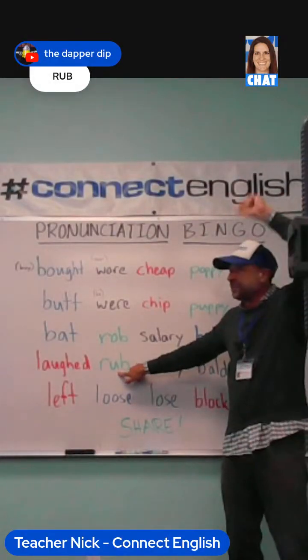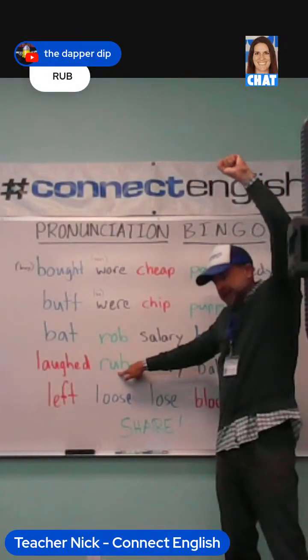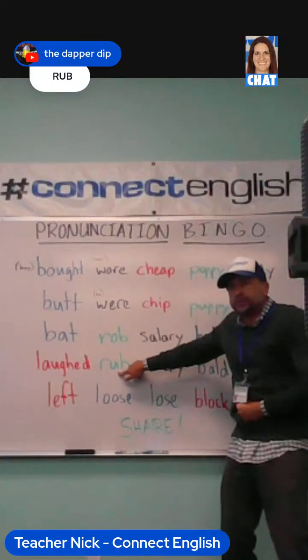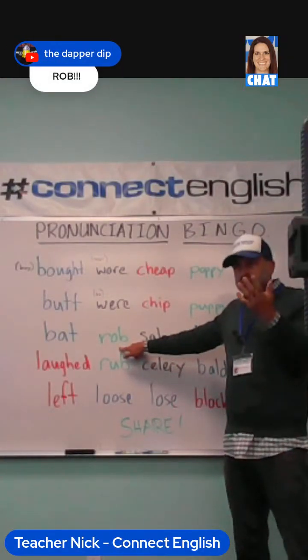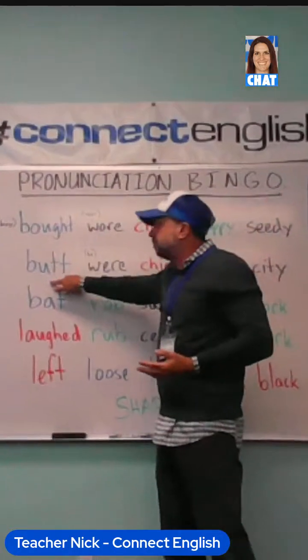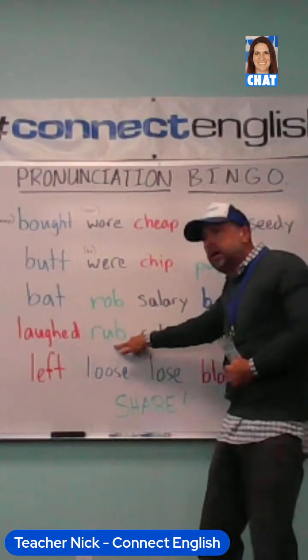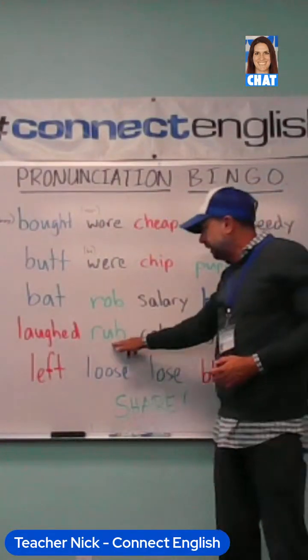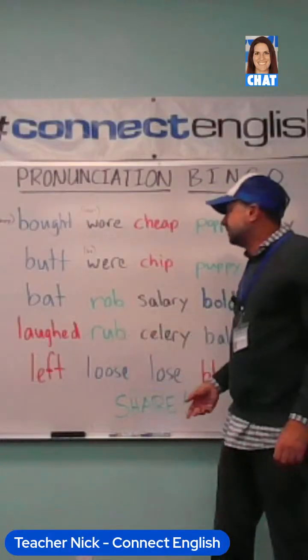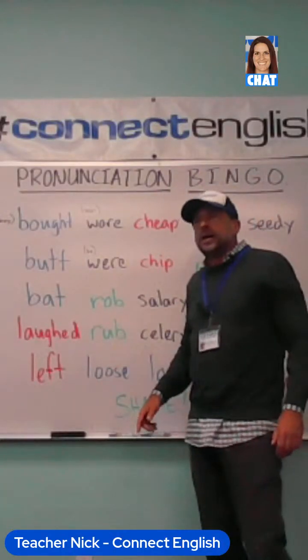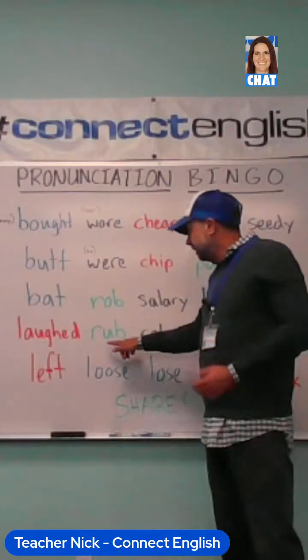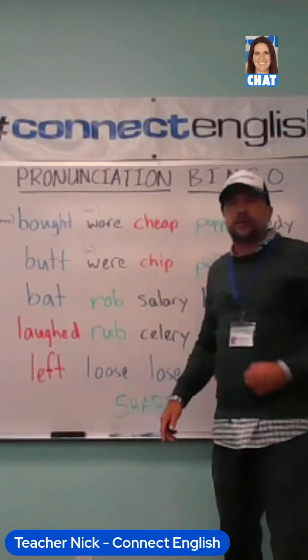Good. I want to hear everybody. I want to see everybody do the motion. Get ready. Add the pressure. Rub. Good. And this one here, no pressure. Rob. Nice. You're doing a great job. It's similar to bot and butt. Now we have rob and rub. So the pressure here is important. A lot of students say, Nick, when I hear this word, rub, I don't hear the pressure. Well, in a lot of languages, this is a new sound, the sound.